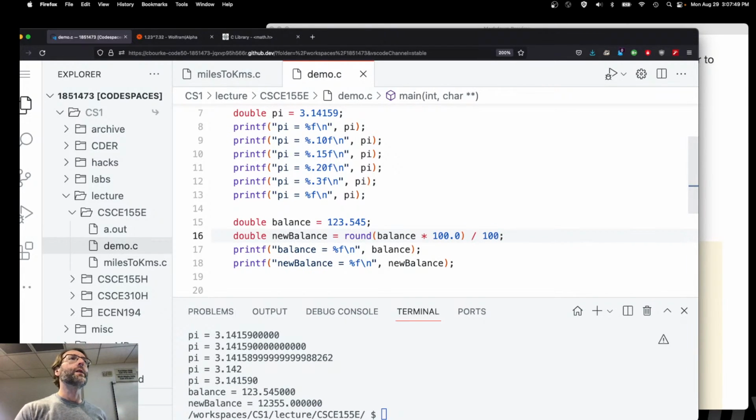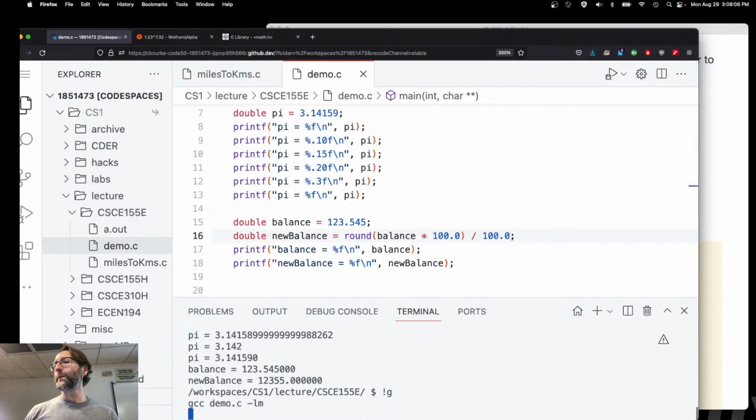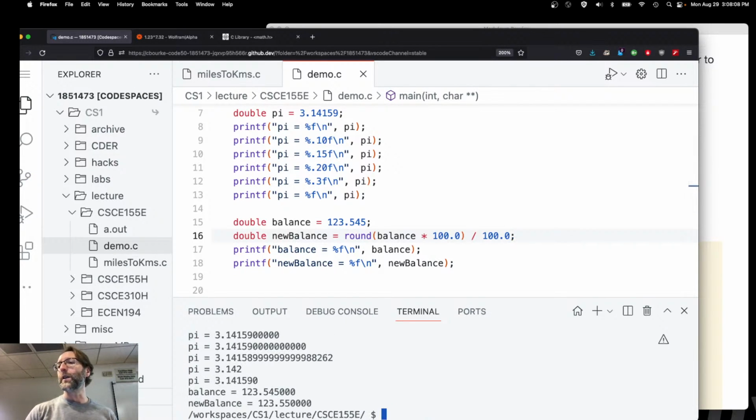All right, divide by 100. Floating point number, double, divided by an integer. Do we have an integer truncation issue here? Nope, because one of them is at least a double. But if you're worried about it, go ahead and put a 0.0, and you're good. Now let's see if our new balance is what we wanted. Yep, it rounded to the nearest cent.